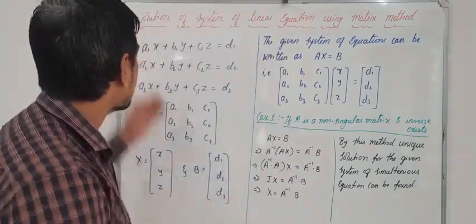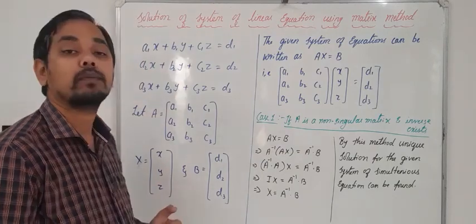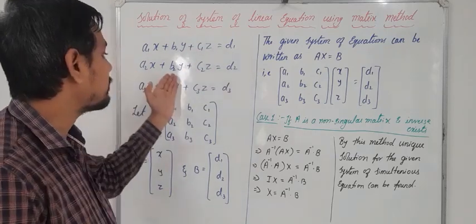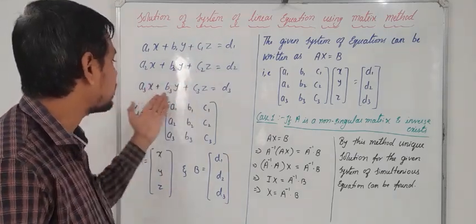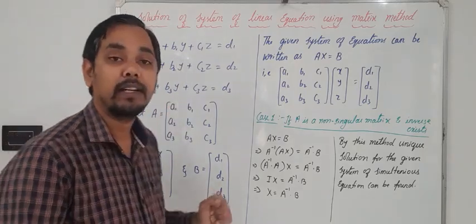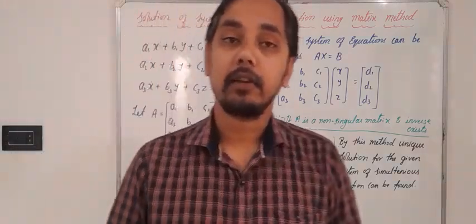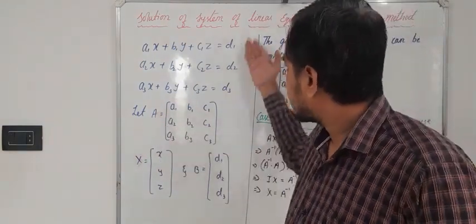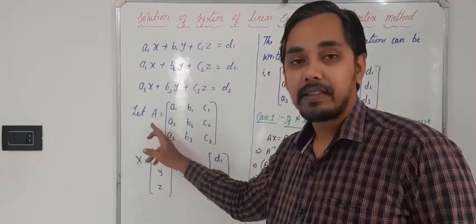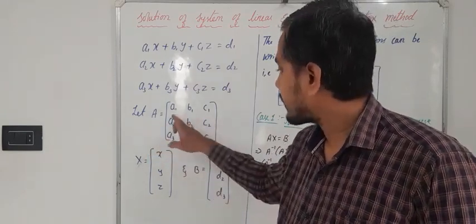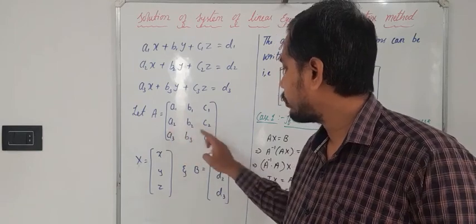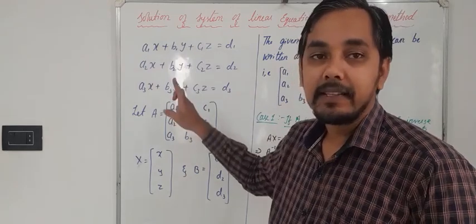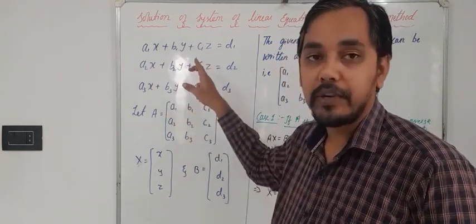Let us consider the system of equations: a1x plus b1y plus c1z is equal to d1, a2x plus b2y plus c2z is equal to d2, a3x plus b3y plus c3z is equal to d3. Here we have three simultaneous equations. From this set of equations, let us assume A is a 3 cross 3 matrix with elements a1, b1, c1, a2, b2, c2, a3, b3, c3. What are these elements? Coefficients of x, y, z in this system of equations.